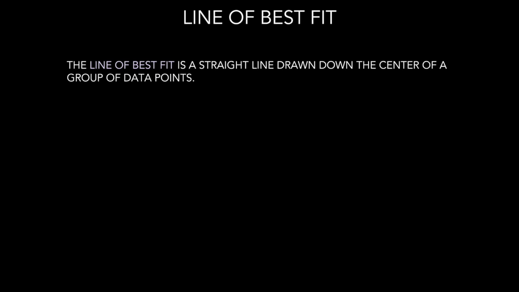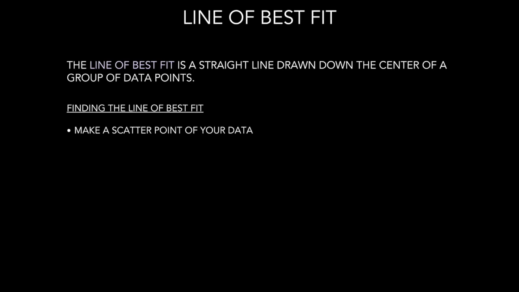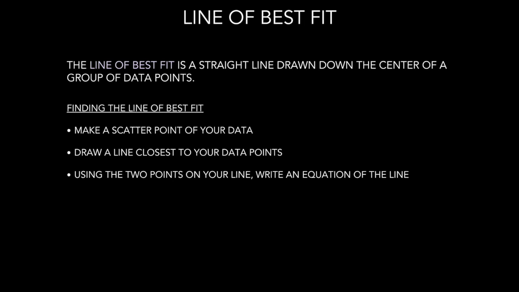The line of best fit is a straight line drawn down the center of a group of data points. Finding the line of best fit is simple. First, make a scatter plot of your data. Second, draw a line closest to your data points. Finally, using two points on your line, write an equation of the line.